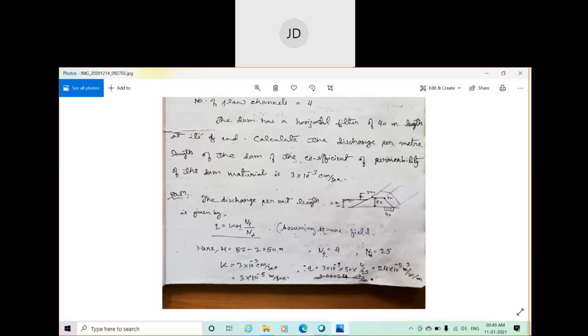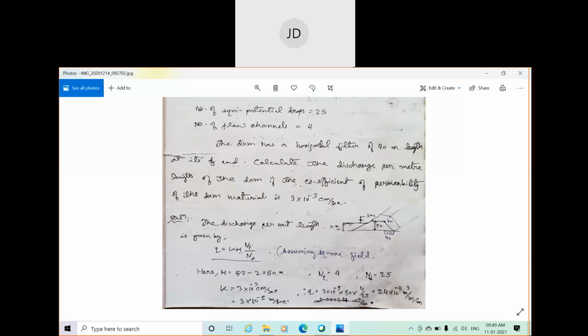Since the values of B and L are not given in this particular problem, to simplify the problem we assume the flow net is a square field. So you can also write nicely that, assuming a square field, B is equal to L, so B and L will be cancelled out. So the general equation for discharge per meter length is given as Q is equal to K H N_F by N_D. Now what do you mean by discharge per meter length?